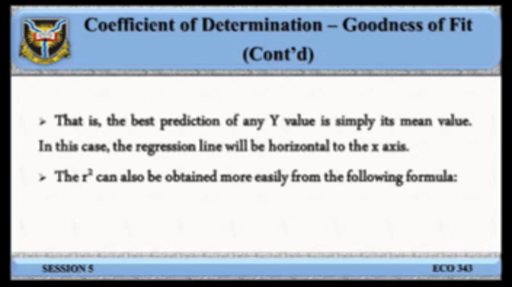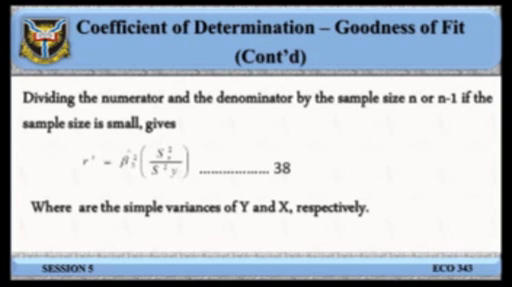The R-squared can also be obtained more easily from the following formula below. Dividing the numerator and the denominator by the sample size n, or n minus 1 if the sample size is small, gives equation 38 below, where sy squared and sx squared are the sample variances of y and x respectively, based on the definition of R squared.